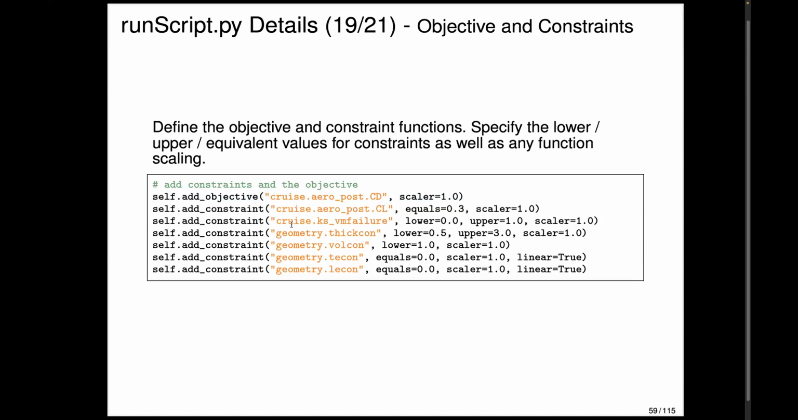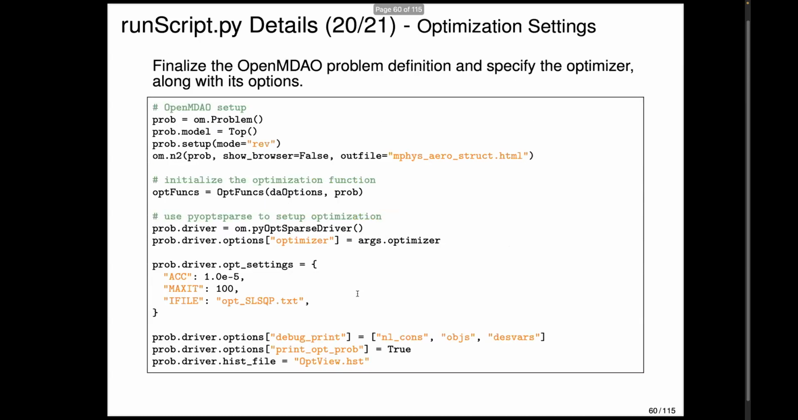We can repeat this for each one of our constraints. So the next one is a structural constraint, which is that aggregated von Mises failure constraint. We have a thickness constraint, the volume constraint, and then the leading edge and trailing edge constraints. So you're just using this add constraint function and specifying what the values either are bounded by or equal to for each of these conditions. So that wraps up the configure method for the aerostructural problem.